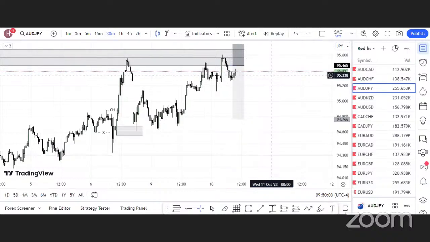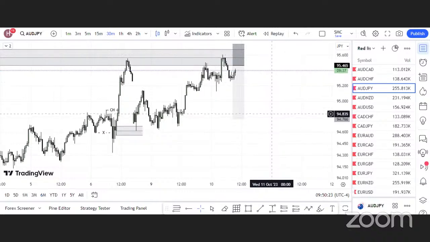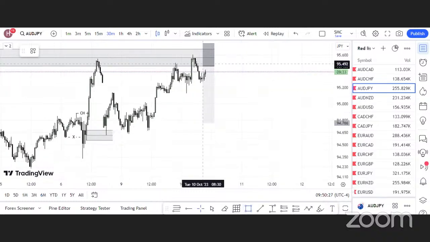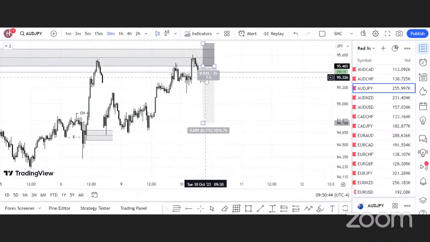So let's just wait for this. I want this to come into this fair value gap. Okay, so it's already inside the fair value gap, the 50% of this fair value gap. So we have 50% fair value gap already. You see, we have a fair value gap here, and the market is currently reacting from the fair value gap.